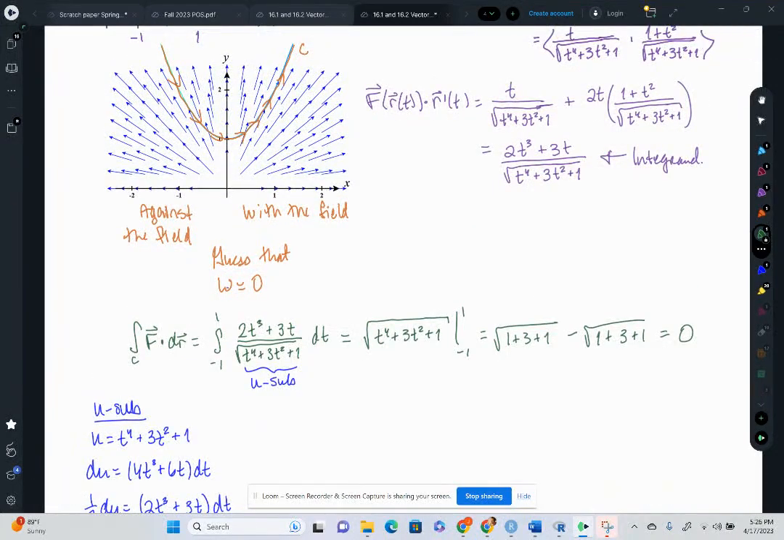And my prediction was based on the graph, looking at the curve along the vector field and making sure to make note of the direction that I would travel along that curve. I could see that I had exactly the same amount of work against the field as I did with the field, which adds up to 0.